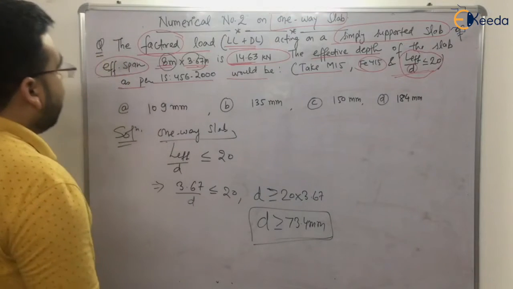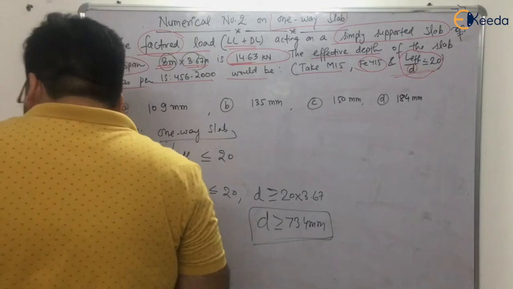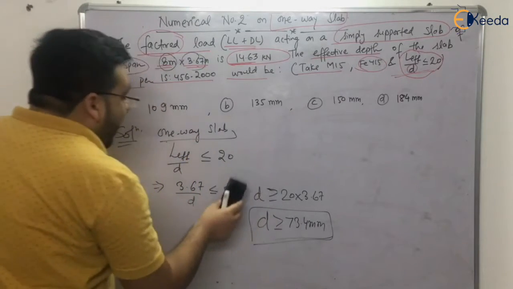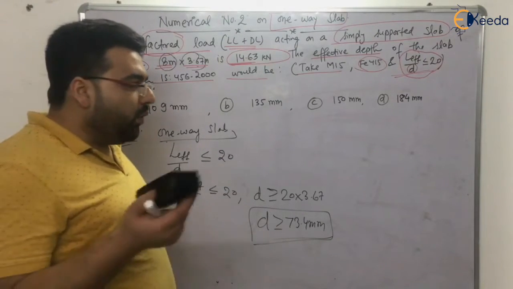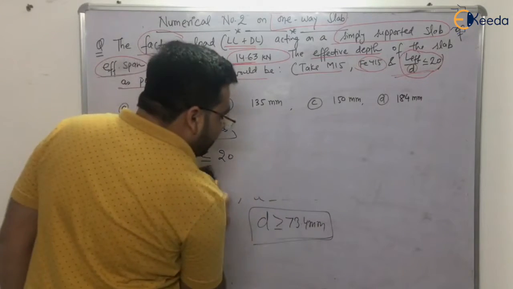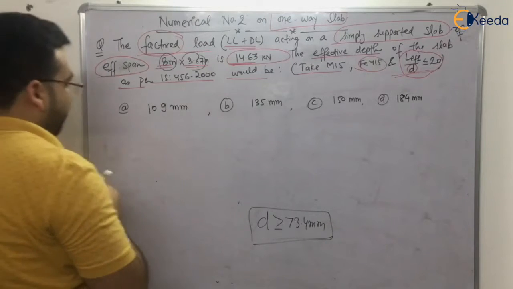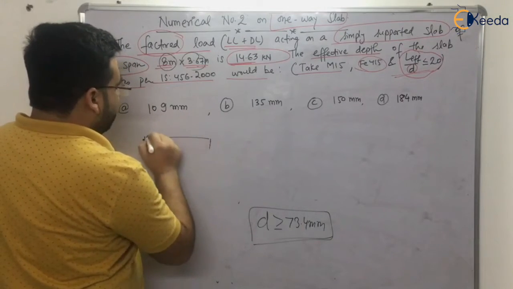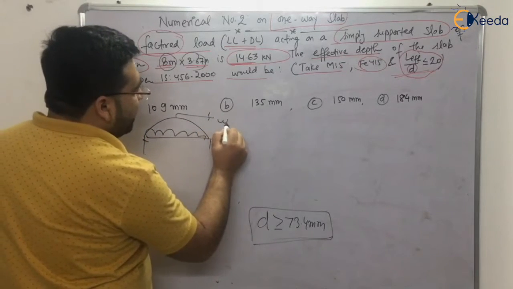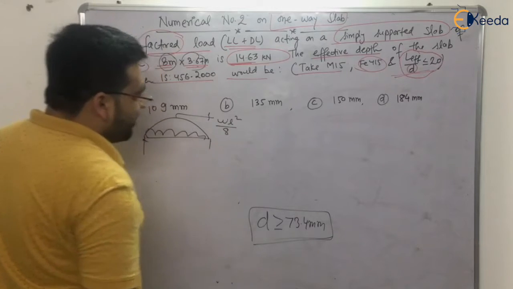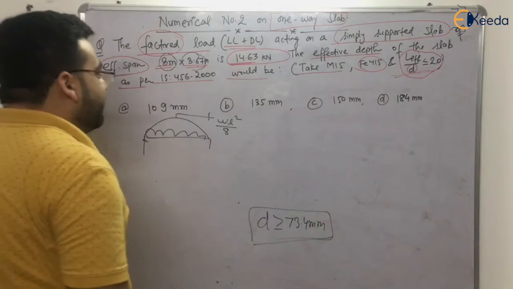Clear? Now let us see about the factored load, which is given to you, right? If the factored load is given to you, you have to determine the moment. And I told you, even if I haven't told you, what is the maximum moment in a simply supported beam with a UDL? This is a bending moment diagram. It will be WL square divided by 8. I hope you remember basic structure analysis, right? So WL square divided by 8.